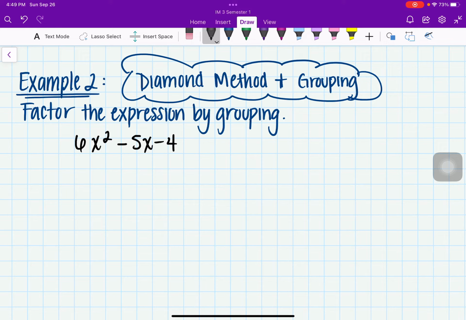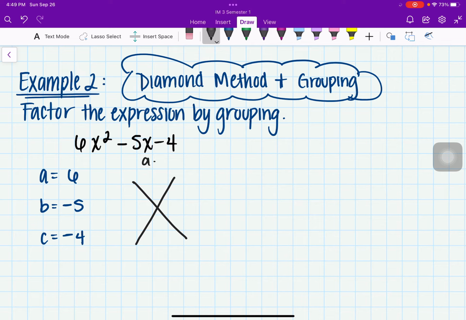So on this one, once again, let's check for any GCFs between 6, -5, and -4. And we actually don't have any. So let's go ahead and identify A, B, and C. A in this case is a 6, B is a -5, C is a -4. So let's go ahead and build our diamond here. And we have A times C on top. We have a B on the bottom. A times C in this case is going to give us a -24.